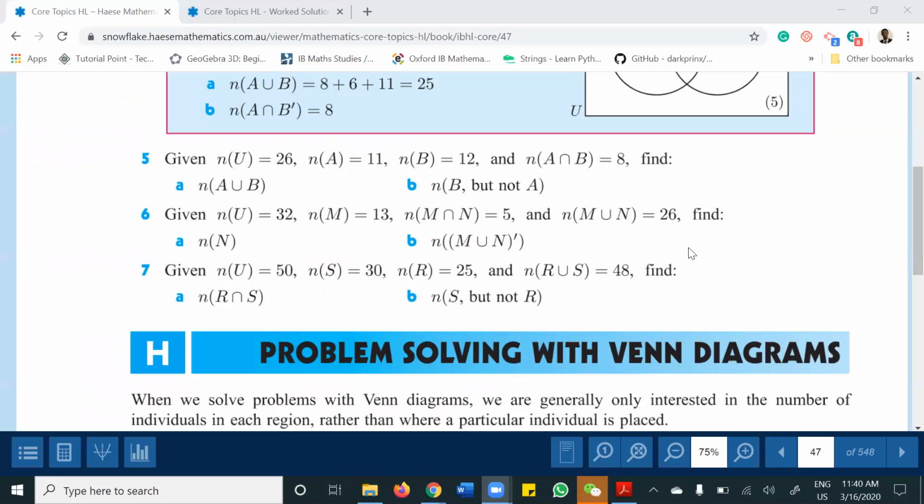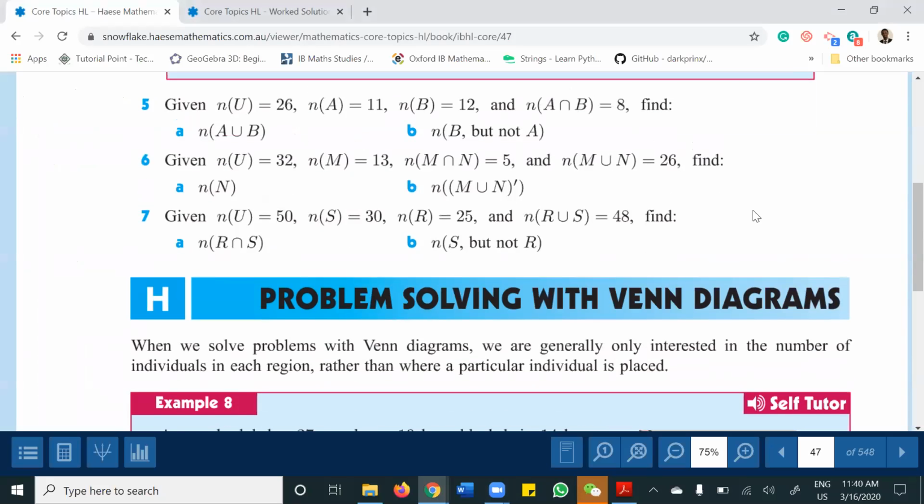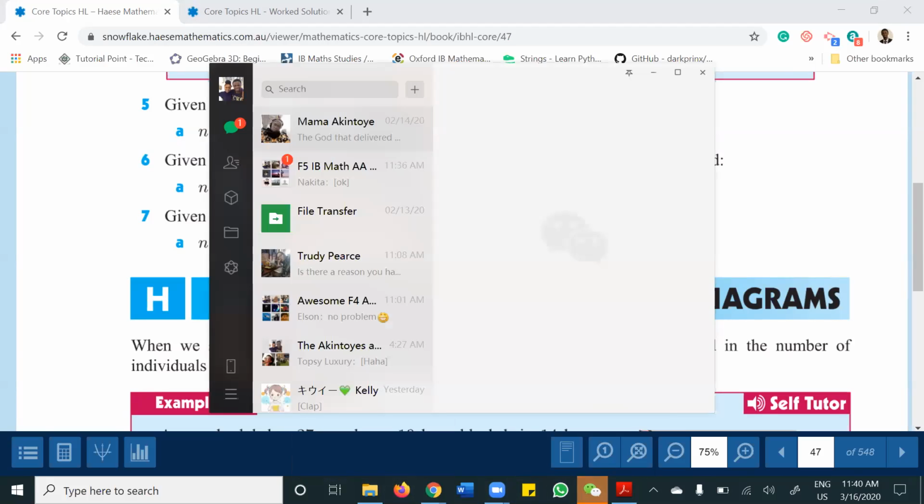So look at 5, 6, 7, everybody. Can we all see the board? Sorry, the textbook. Yes, we can see the text. I'll send a picture of the board to the WeChat group now.